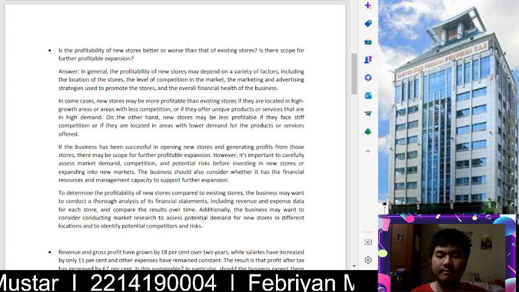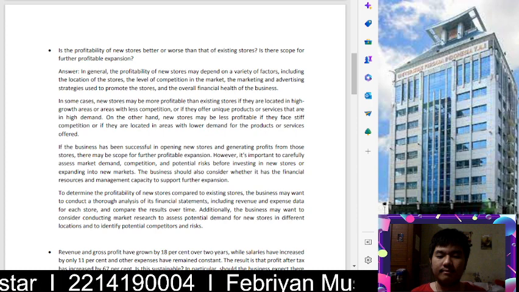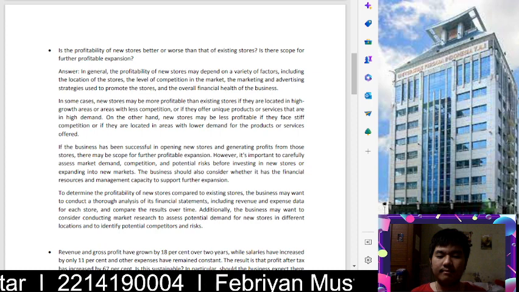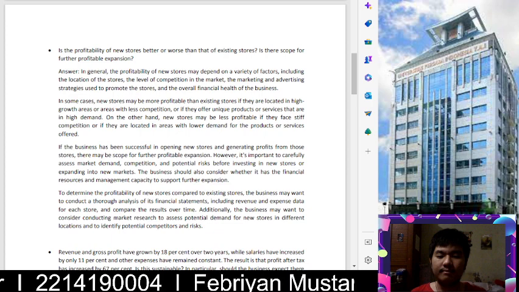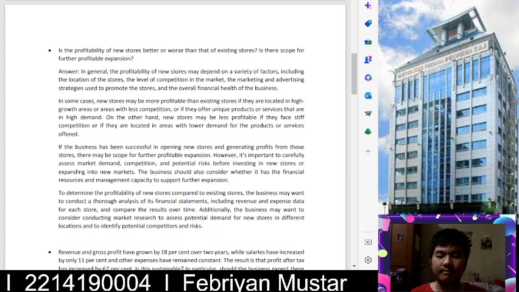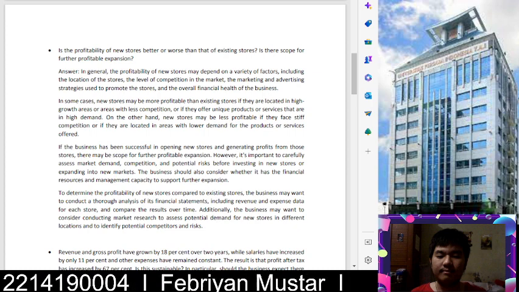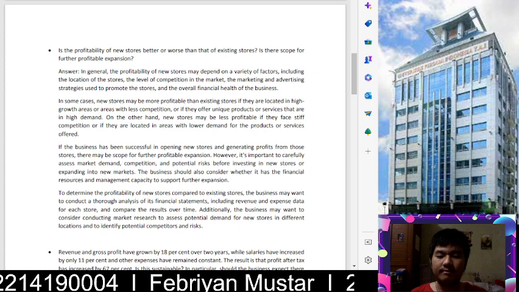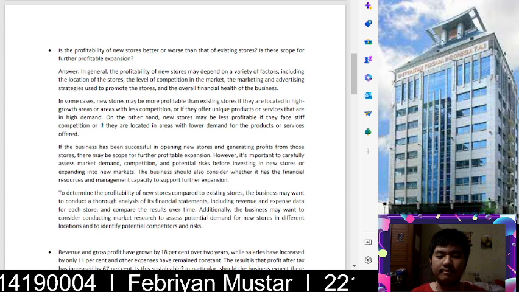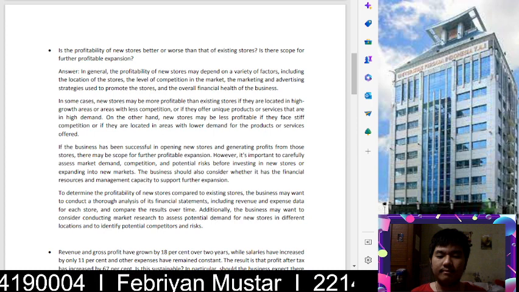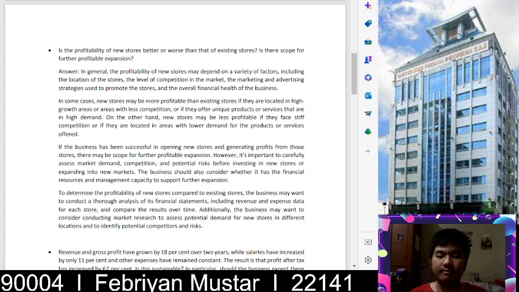If the business has been successful in opening new stores and generating profits from those stores, there may be scope for further profitable expansion. However, it's important to carefully assess market demand, competition, and the potential risks before investing in new stores or expanding into new markets. The business should also consider whether it has the financial resources and management capacity to support further expansion.